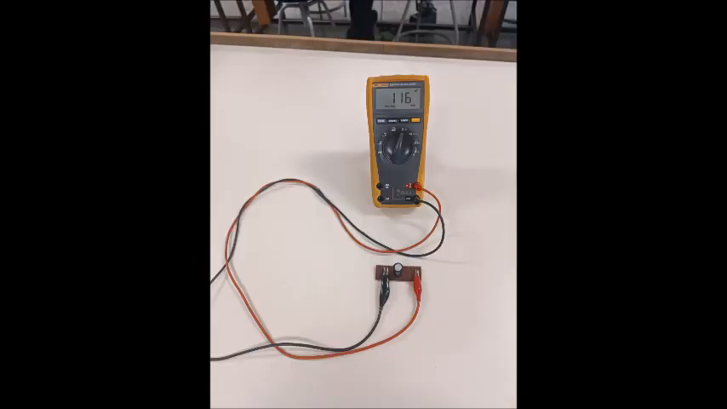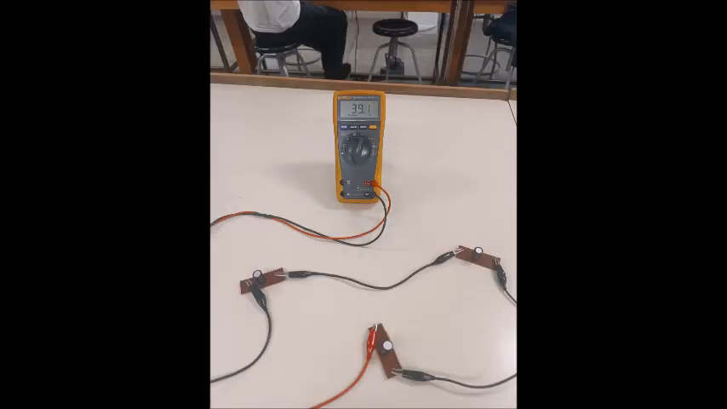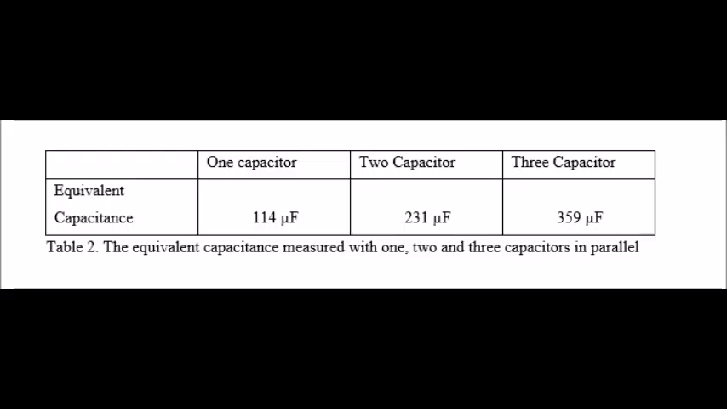In part A, I connect one capacitor to my multimeter and record the equivalent capacitance. Then I connect one capacitor in series to that and record the equivalent capacitance one more time. And lastly, I connect one more capacitor, which makes 3 capacitors, and record the equivalent capacitance. So in this table, you can see the equivalent capacitances.